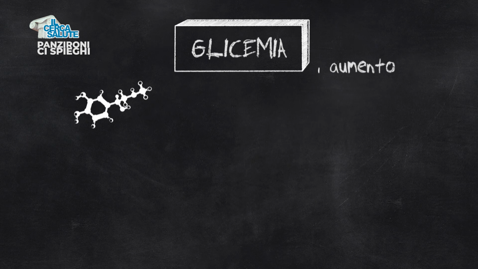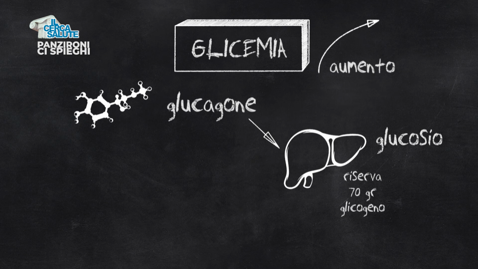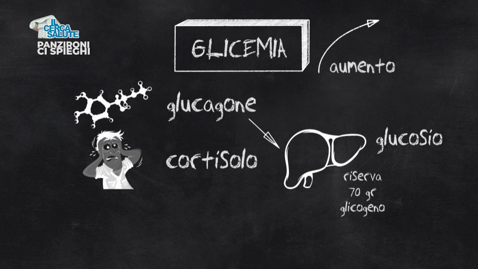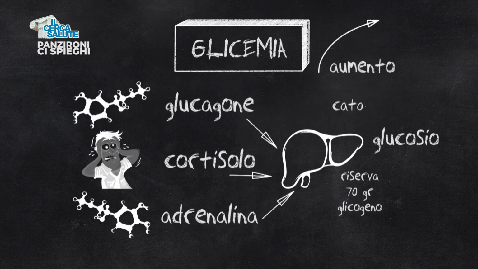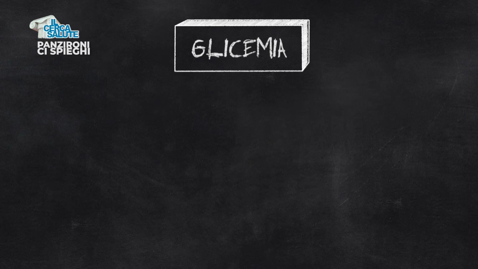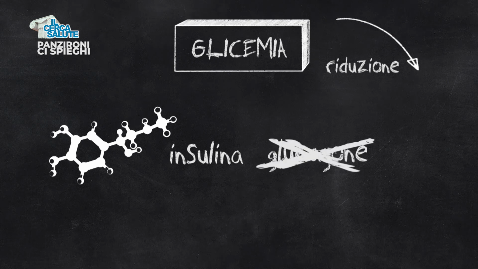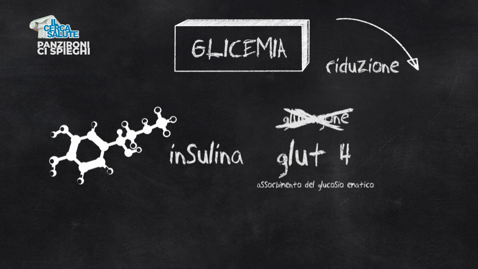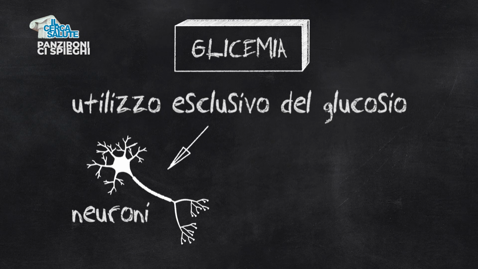The hormones that increase blood glucose are glucagon, which regulates the release of glucose from the liver, where we have a reserve of 70 grams of glycogen. Cortisol, called the stress hormone, and adrenaline stimulate liver glucose release and muscle protein catabolization. The only hormone that reduces blood glucose is insulin, which inhibits glucagon and via GLUT4 allows the uptake of blood glucose by muscle fibrocells and adipocytes. The only cells that use glucose in an exclusive form are neurons and erythrocytes.